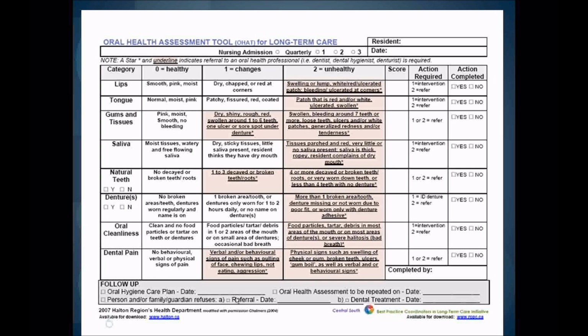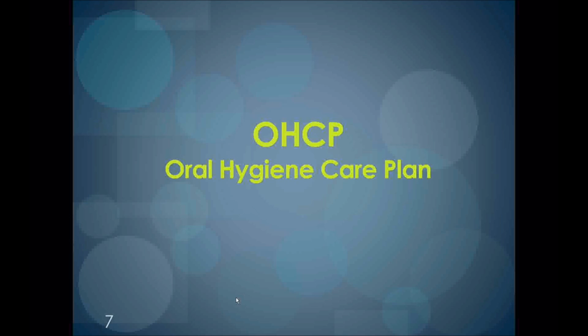Ideally, the assessor should not be the same person that provides the daily oral care. There is value in having a different care person doing the OHAT and developing the oral hygiene care plan. That second set of eyes will often observe things through a different lens, and these observations lead to fruitful discussion and optimal care planning. Oral Hygiene Care Plan.